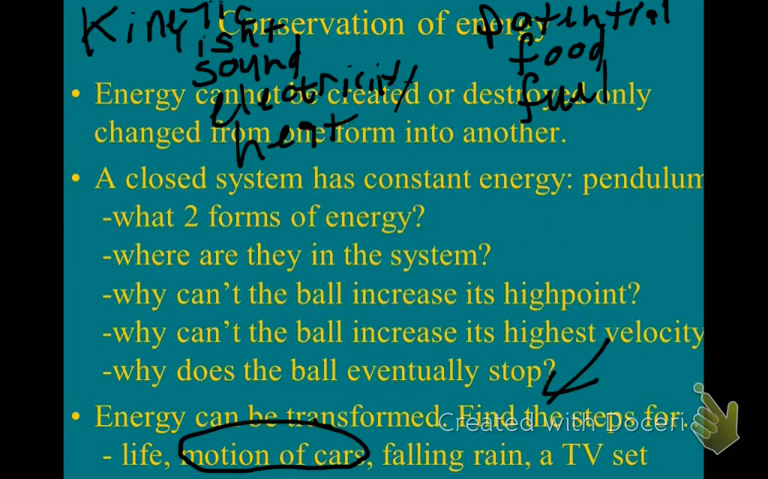Now, without spending a lot more time, I just don't have it in this presentation, I'll say the motion of cars' energy ultimately came from the sun, and you could look at the energy of life, the energy of falling rain, the energy of a TV set, you pick it, the energy of everything can be traced back to transformations between all these different forms of energy, right back to sunlight. So an interesting property of our world is all energy comes from the sun.